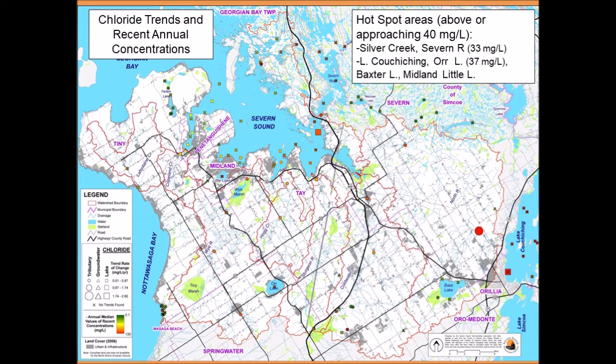Looking at chloride concentrations now, we have a similar map where the shapes indicate the type of water body, the size of the symbols indicates the rate of change of chloride concentrations, so bigger symbols, greater rate of change, and the colors indicate concentrations. The red side of the spectrum indicates higher concentrations. Similar to sodium, the two definitely go hand in hand. In Silver Creek, we actually have concentrations above 120 milligrams per liter, the Canadian guideline. Severn River concentrations aren't quite as high, but definitely on the higher side of the spectrum. Lake Couchiching has high concentrations as well, and Orr Lake, Baxter Lake, and Midland Little Lake.